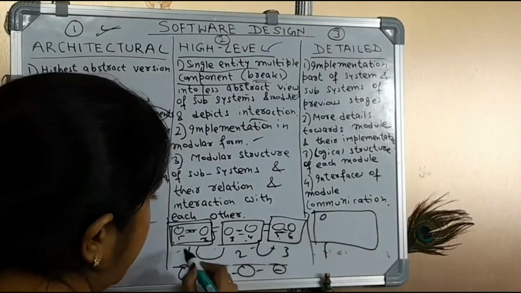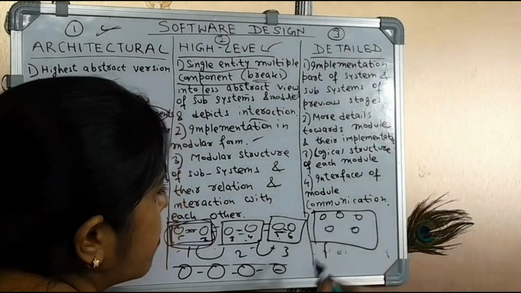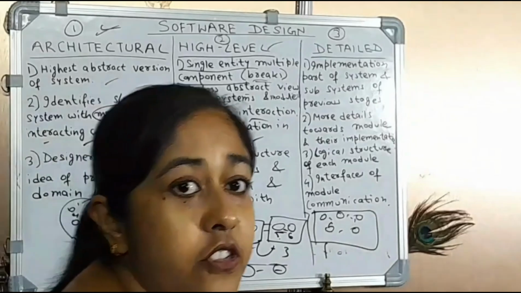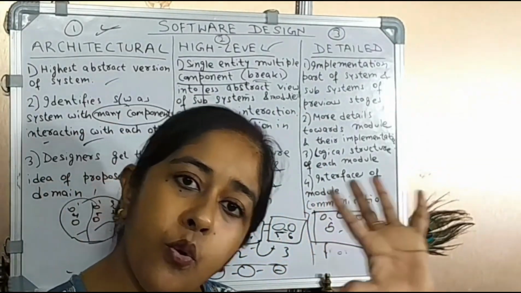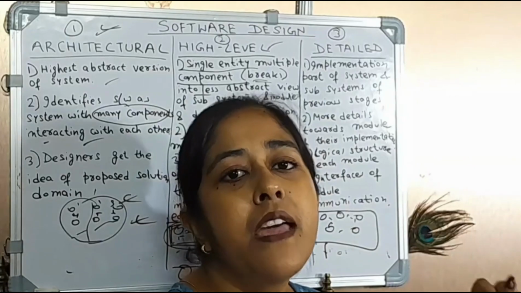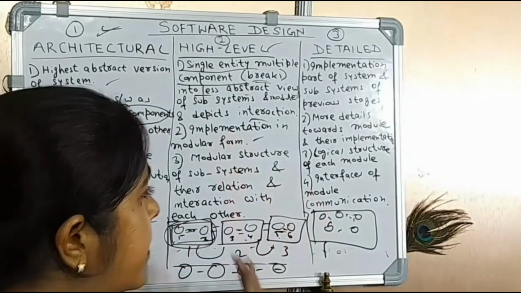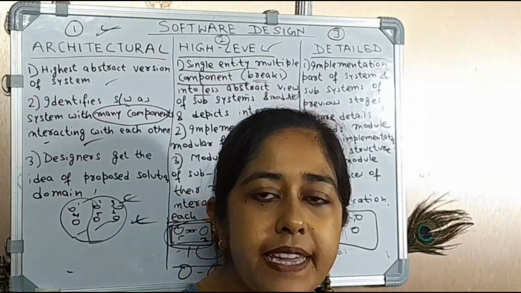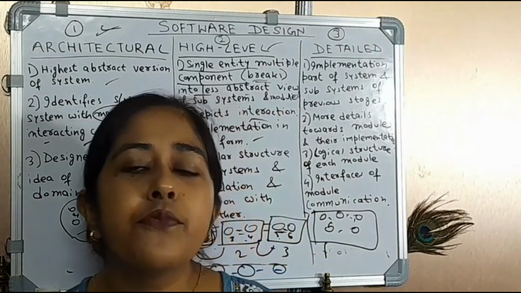This is my subsystem number 1. Suppose this particular subsystem has so many modules. So these modules have interaction with each other. This interaction or communication with each other, that whole process is done in this high level design. So mainly what is happening? From the whole system we are breaking it into small pieces. Why? So that we can easily work with those things.